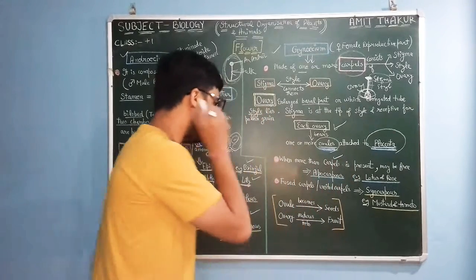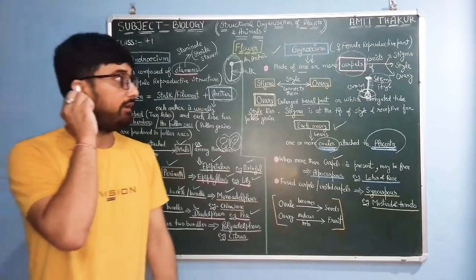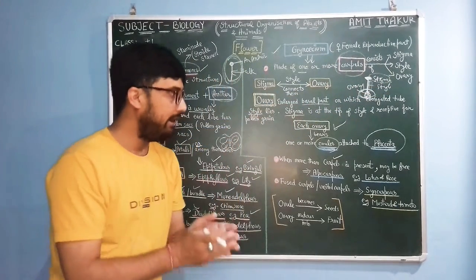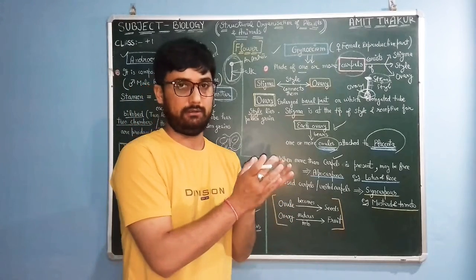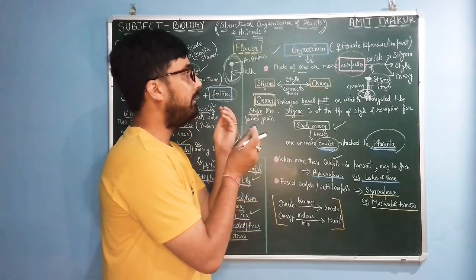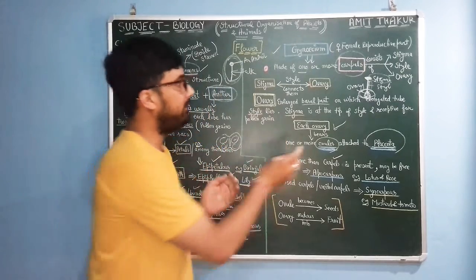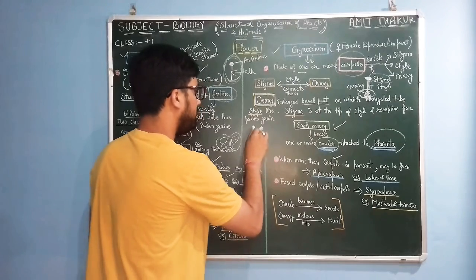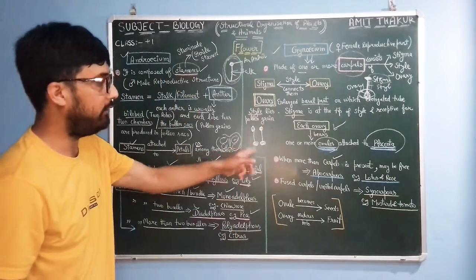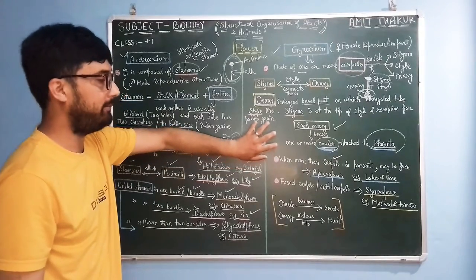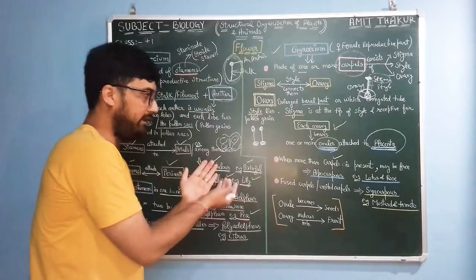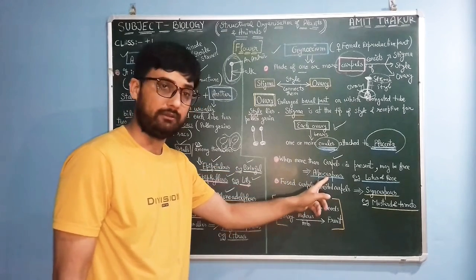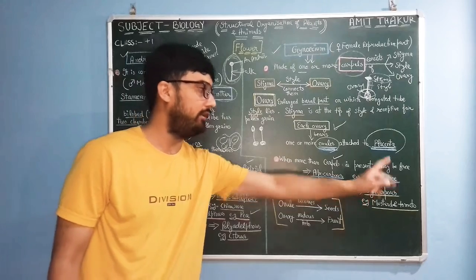When more than one carpel is present, one carpel, two carpels, each with stigma, style, and ovary, and they are free, not united together, not fused together, then the situation is known as apocarpous. Examples are lotus and rose.